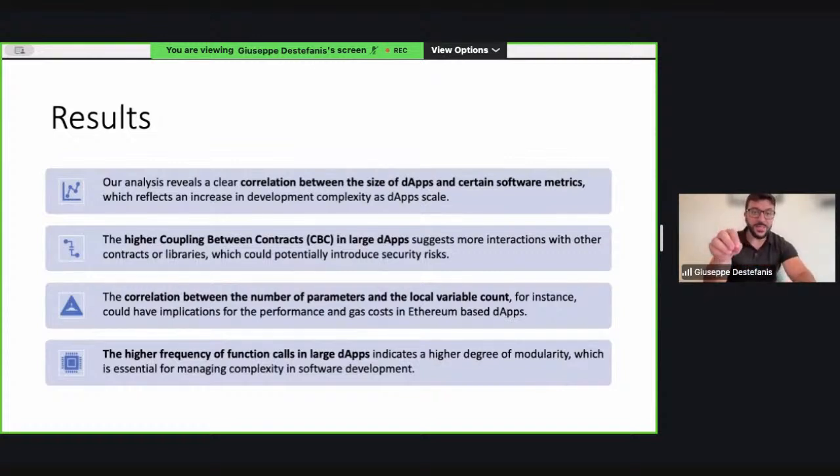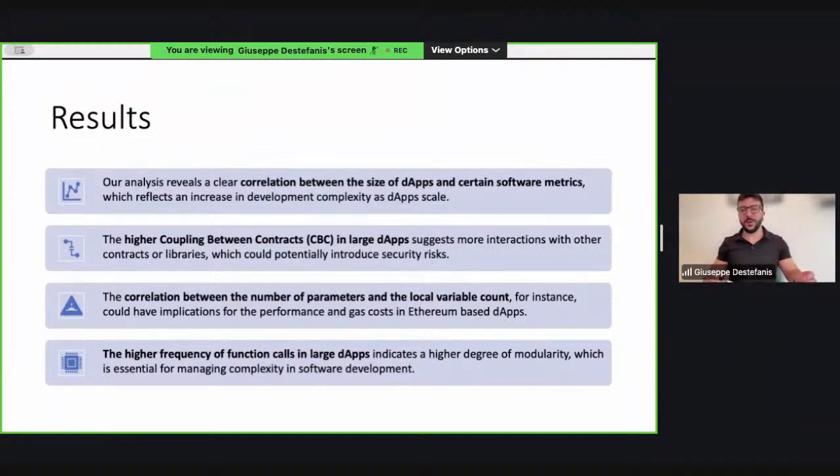And there is a correlation between the size of the decentralized application and specific software metrics. We can see that there is more complexity when the decentralized application is increasing, scaling. And there is higher coupling between contracts in large dApps, suggesting, of course, more interaction with other contracts when the size of the decentralized application is growing. And if I have a higher level of coupling between contracts, the security risk also increases, because contracts are talking to each other more. This is not happening as much in a small decentralized application with a limited number of contracts.